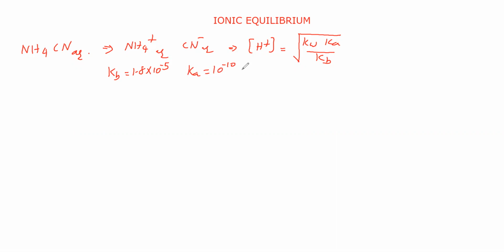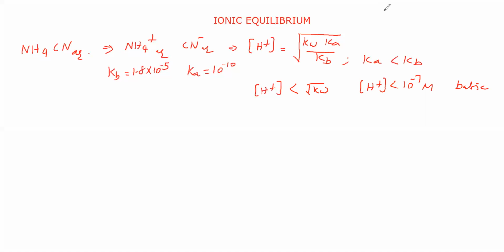So, here you can note how Ka and Kb are. Here we can say Ka is less than Kb. Therefore, we can say concentration of H+ is less than square root of Kw. Therefore, concentration of H+ is less than 10 power minus 7 molar at 25 degrees Celsius. Therefore, the resultant solution we can say is basic.